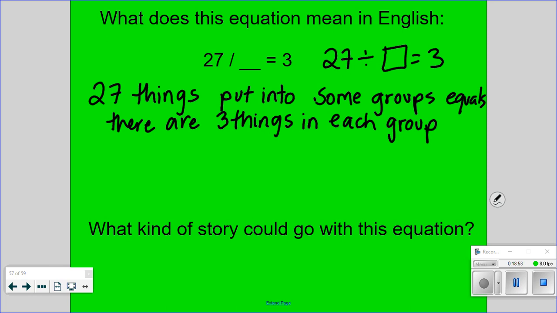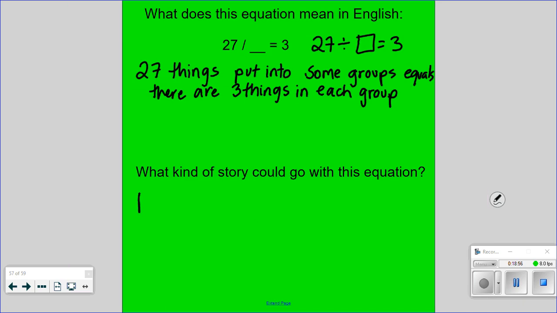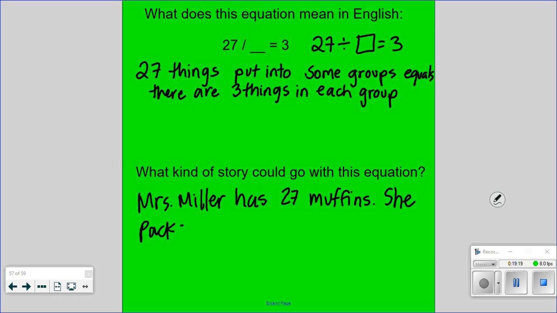So if I'm building a story around that, Miss Miller has 27 muffins. She packs them in groups of 3, meaning there's 3 in each group.